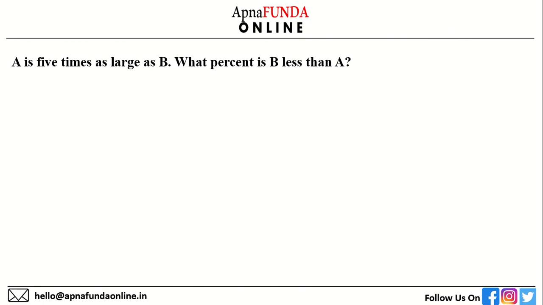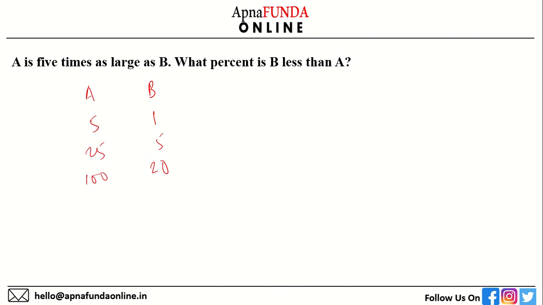The next question is: A is 5 times as large as B. What percent is B less than A? So let's say A and B. If B is 1, A is 5. If B is 5, A is 25. If B is, let's say, 20, A is 100. This is what we mean. So A is 5 times as large as B. You take any expression, you will get the same percentage answer.